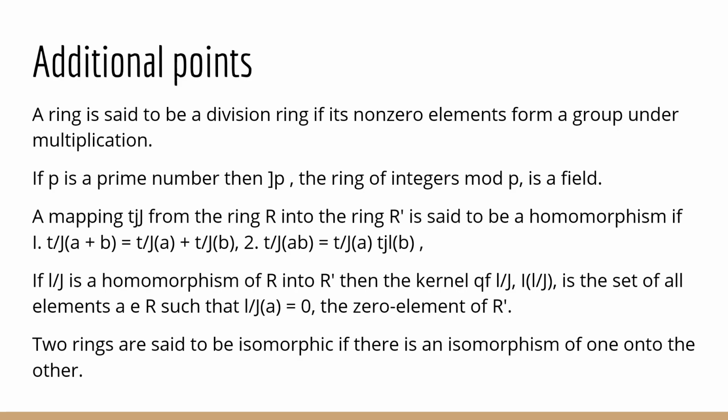We then go on to kernels. If phi is a homomorphism of R into R dash, then the kernel of phi, which we represent as I of phi, is the set where phi of A equals 0. A kernel is the elements which are mapped to 0. They are closed under addition and multiplication. It contains the 0 element and it has additive inverses.